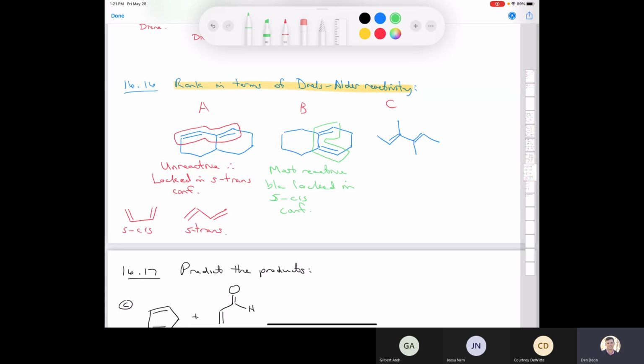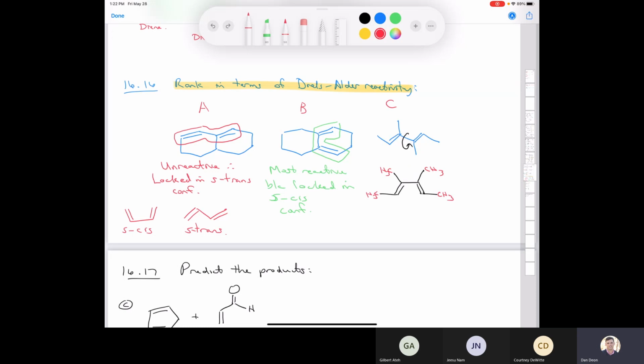The other one is going to be intermediate in terms of its reactivity. We can rotate this carbon-carbon sigma bond so that we have the diene in an S-cis conformation. However, it's going to look like this. And because you've got a methyl group here, another methyl group here, and of course you have them here too, there's going to be a little bit of steric hindrance there. So even though this will react with a dienophile, it's not locked in the S-cis conformation, and there's going to be some steric hindrance here as well.